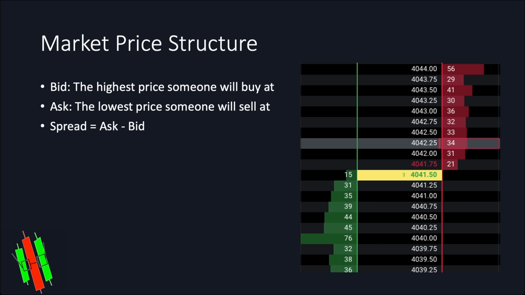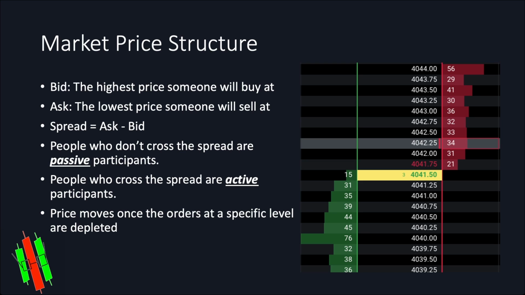However, the people placing, for example, buy orders at or below the bid or sell orders at or above the ask are not actually moving the market. We call these people passive participants, because they're simply adding orders to already existing levels. They don't deplete or fill any orders themselves. Given no new market participants, the price will always stay the same since no one is ever crossing the spread.